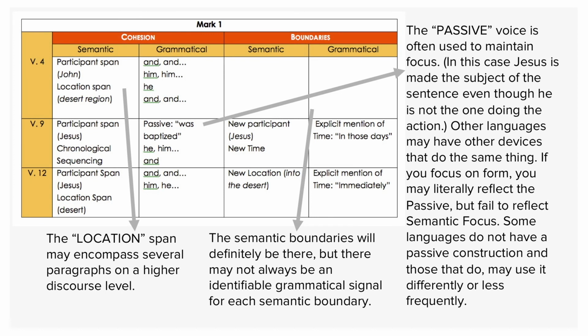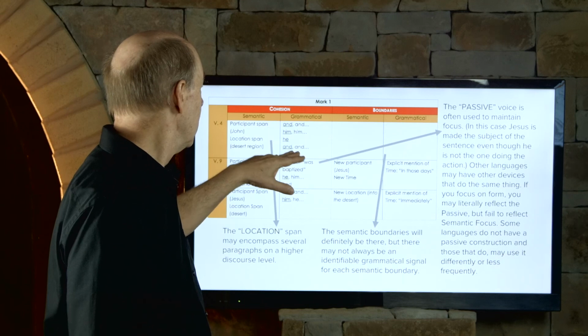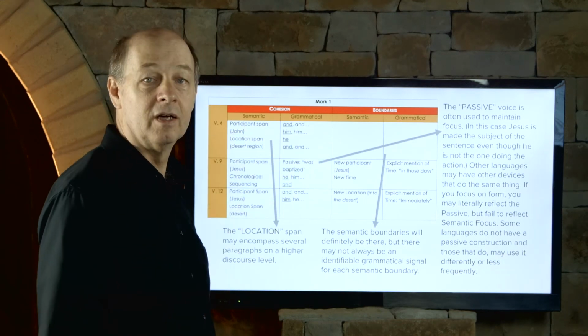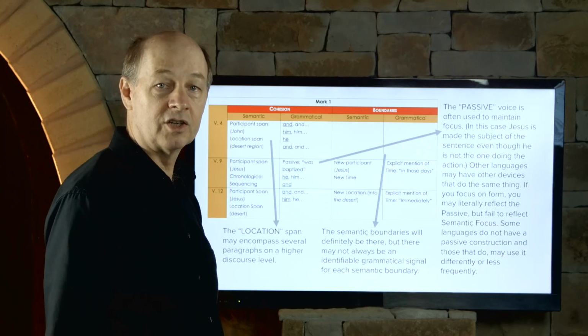Now, the boundaries may or may not be marked grammatically. Sometimes you'll find an explicit grammatical marking, sometimes you won't, but the boundaries do exist. Verse 9, where we started focusing on a new participant, Jesus, this is the boundary marker, the fact that Jesus is introduced as a new main participant. Also, there is a new time introduced in verse 9. And we see the phrase, in those days, which to us in English does indeed sound transitional. So this is likely a grammatical boundary that is helping us to see in our English translation that this is indeed a semantic boundary.